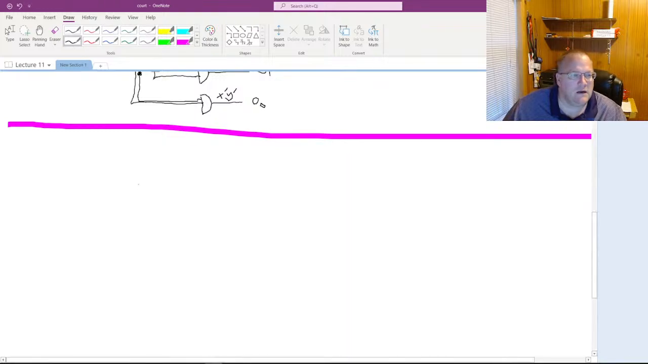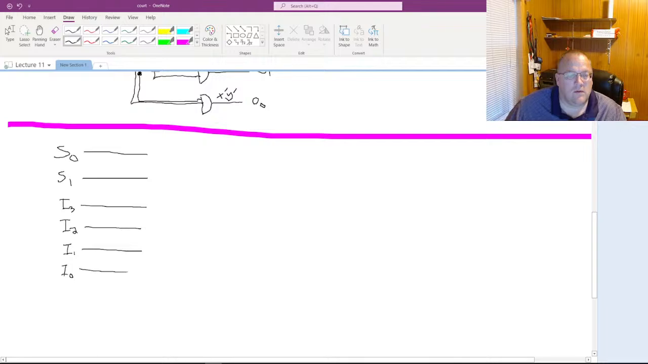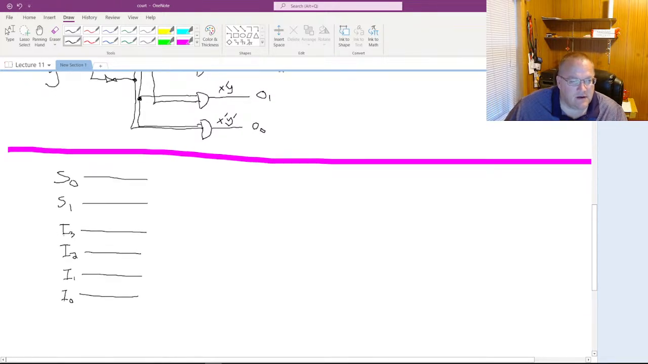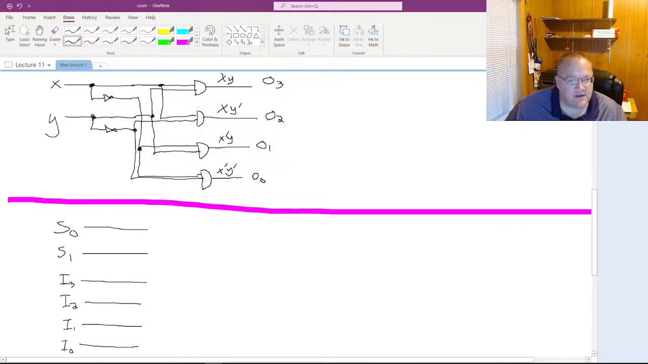I need our line here. I'm going to call these S's, S0 and S1 this time. They're used for controlling things. And I'm going to give myself 3 inputs, I3, I2, I1, and I0. So basically, I've renamed X and Y from this, and now these are going to go to these corresponding AND gates here. All right, so we need to get this to come off here.